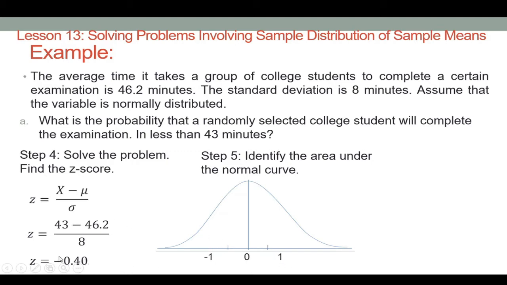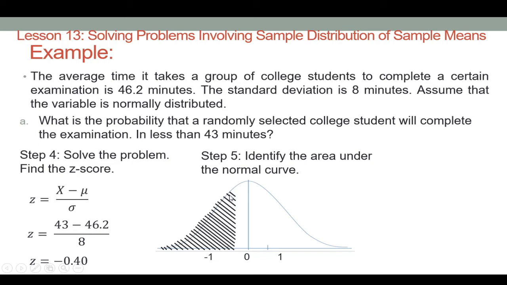So nasan ba yung negative 0.4? Nasa pagitan ng, very good, 0 at negative 1. So, guguhitan natin yan at isi-shade natin. Alin ang isi-shade nating portion? Above or below? Ang isi-shade natin ay below. Bakit? Kasi, ayon dito sa condition, less than 43 means, anything that is less than negative 0.4. Kuha ba? Okay, good.